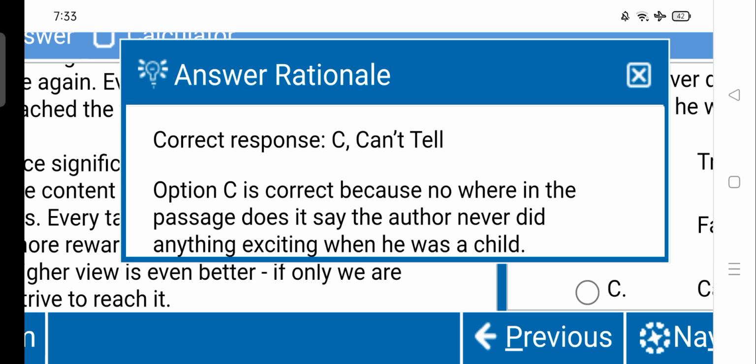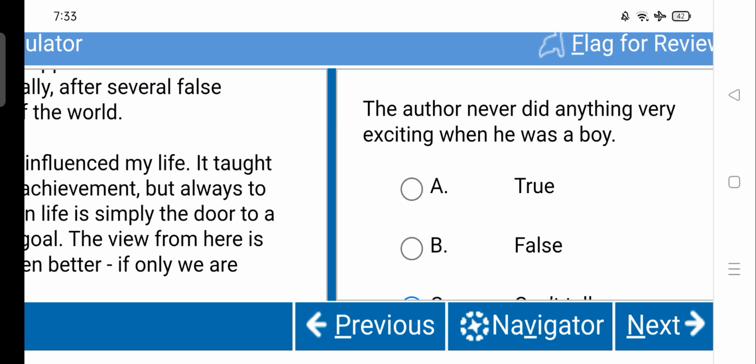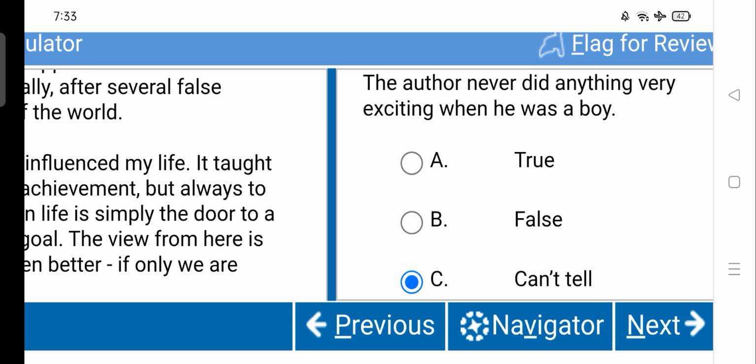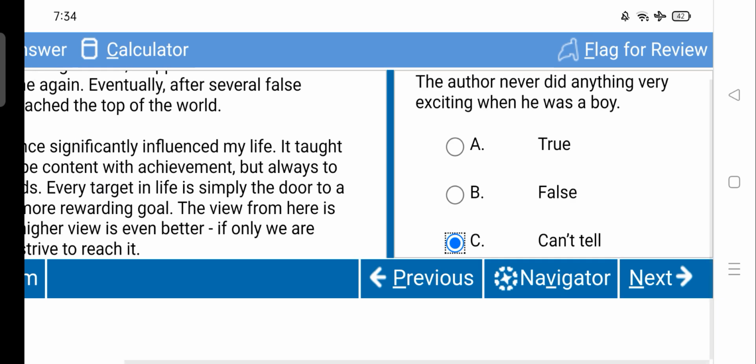It is correct because nowhere in the passage does it say the author never did anything exciting when he was a child. So option C, which says can't tell, is the correct option. So the statement was the author never did anything very exciting when he was a boy. So this one is option C, that we can't tell, as it is never mentioned in the passages given.